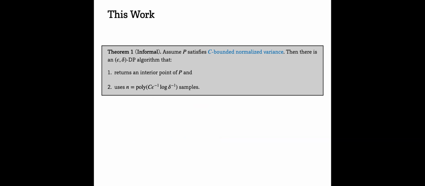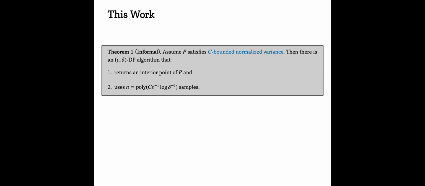So that's the very high-level idea of what's going on with our result. That's how C-boundedness lets us get a problem that bypasses the Banach lower bound and returns an interior point using only a small number of samples while also preserving privacy.